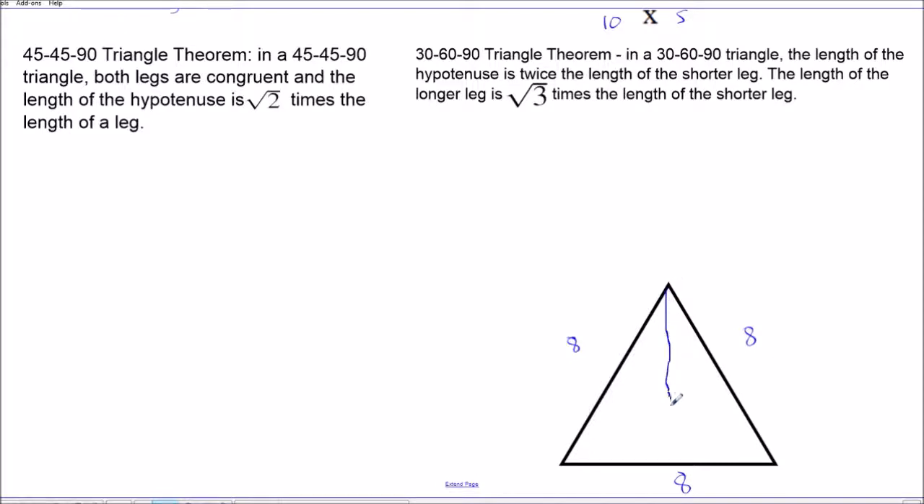And then I chopped this guy down the middle. I put in an altitude, an angle bisector, perpendicular bisector. Since it's equilateral, they're all the same. So I've got my 60-degree angle, and I've got my 30-degree angle. That's also 30, and that's 60. And now, since that was 8, I'm going to call this 4 and 4.